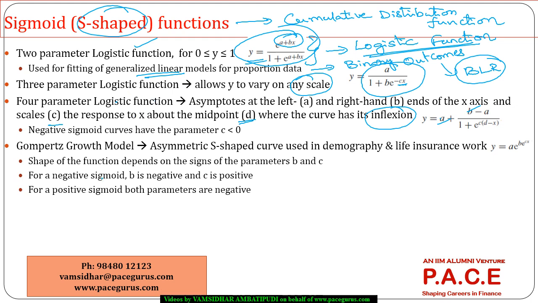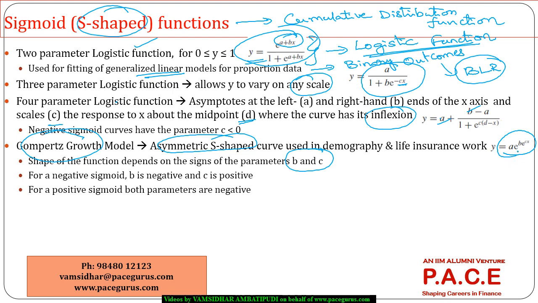And from a practical perspective, the Gompertz growth model is again an asymmetric S-shaped curve, which is used very heavily in life insurance related works and demographic related works. It has a curve like: a times e to the power of (b times e to the power of cx). So this is the shape of the function, but of course depending on the values of b and c, the shape of this graph is going to differ.